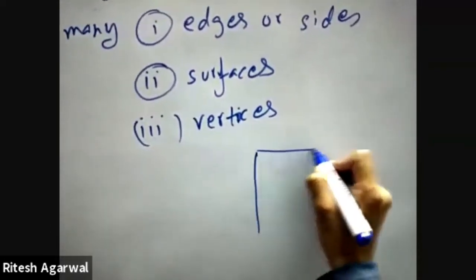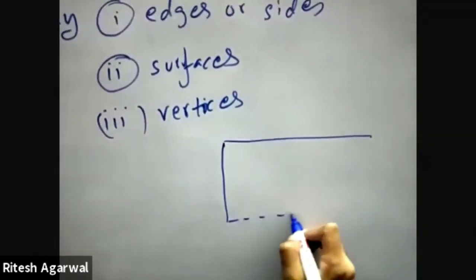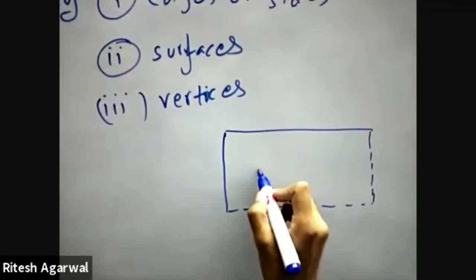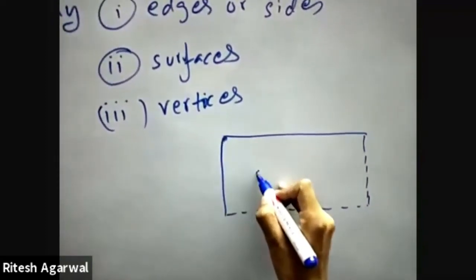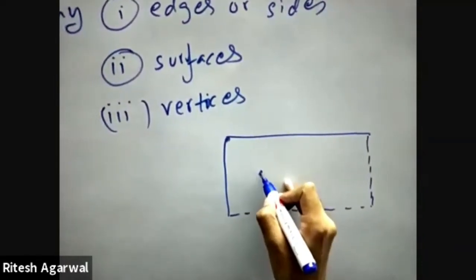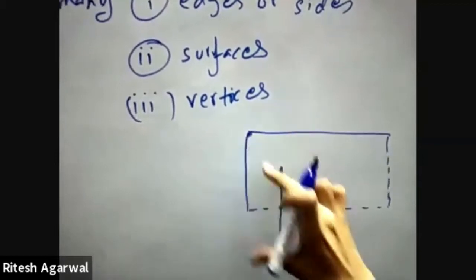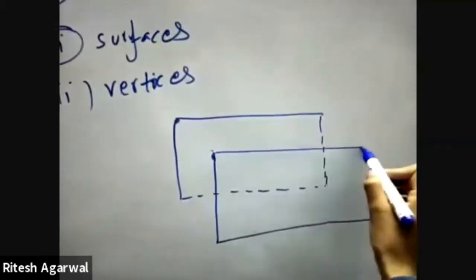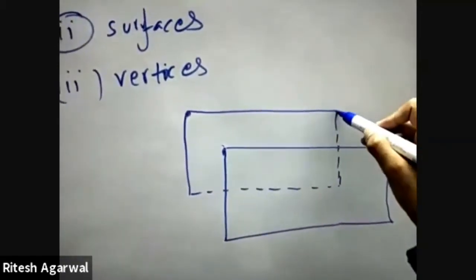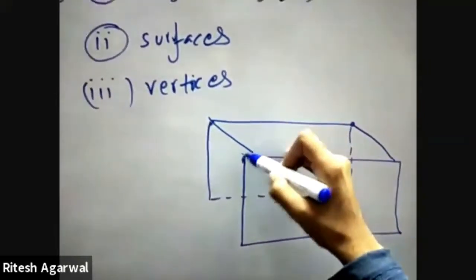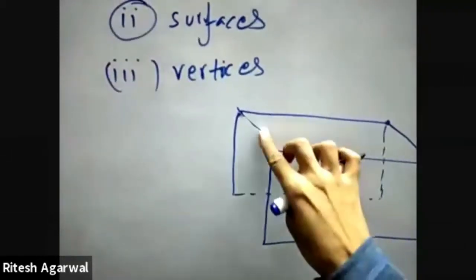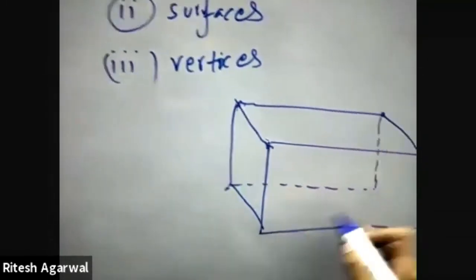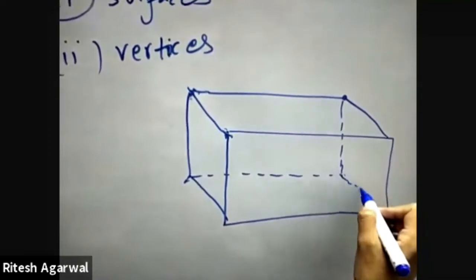So let us draw a cuboid once again, the shape of a shoebox. Draw a complete rectangle, then from this point go diagonally, halfway or a little more than halfway, and take a similar size, the same length and the same breadth, and join it. You will get an approximate cuboid. Then join this point with this point, this with this, and this with this.